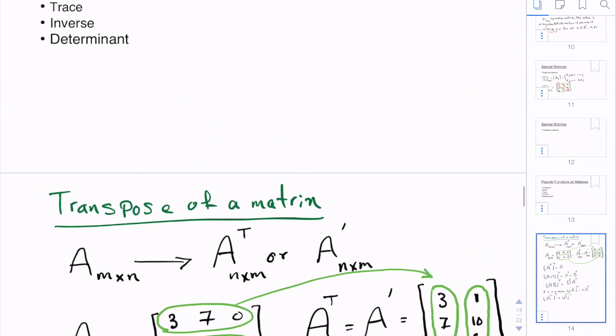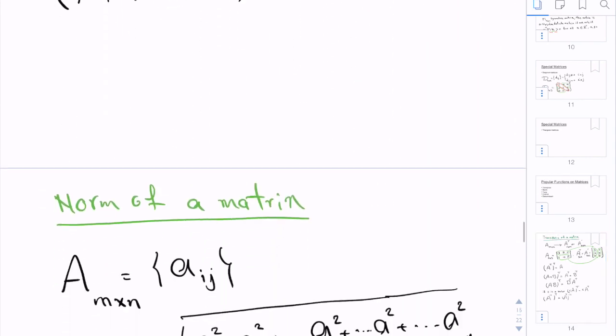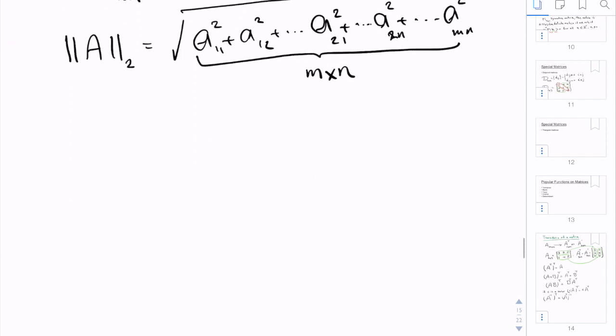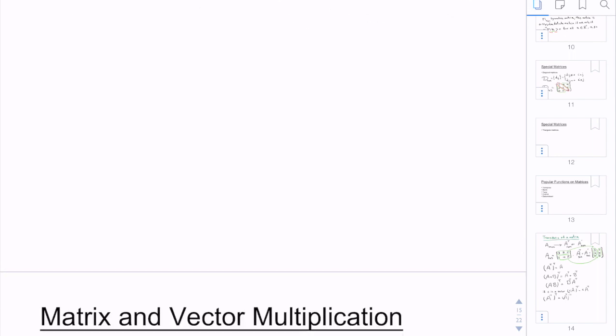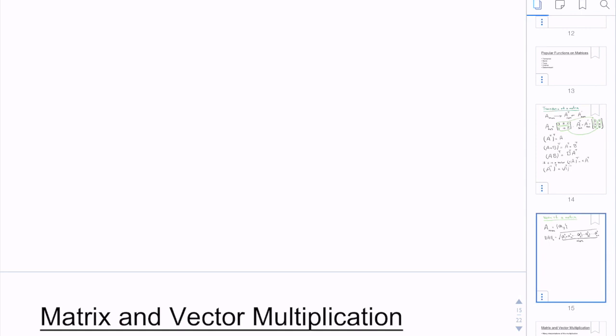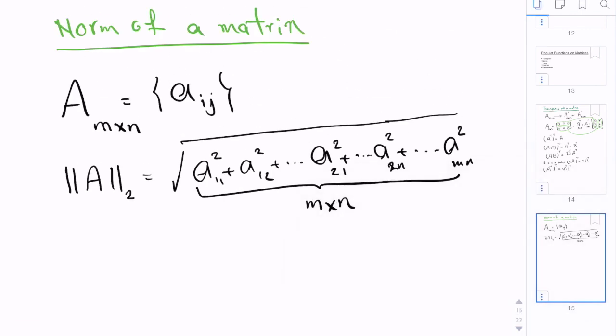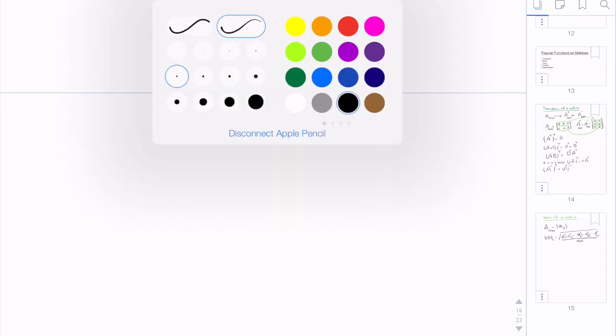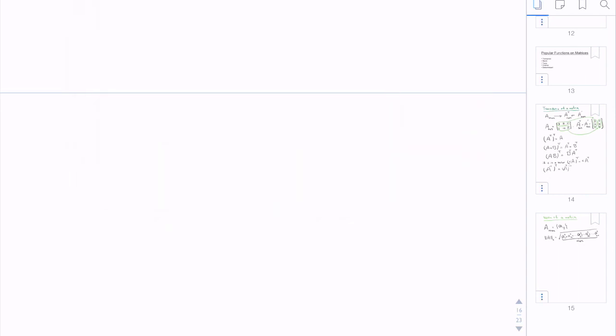Next operation is the trace of a matrix. Next I'm going to talk about the trace of a matrix. So let's add a page here. I wanted to put each of these special operations on one page. So use green for the trace of a matrix.